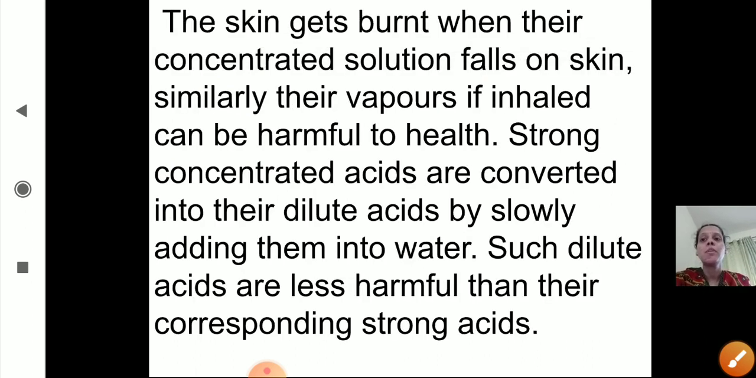Now, the skin gets burnt when their concentrated solution falls on skin. Which concentrated solution? That is, a strong acid. The skin gets burnt when the concentrated solution falls on skin.